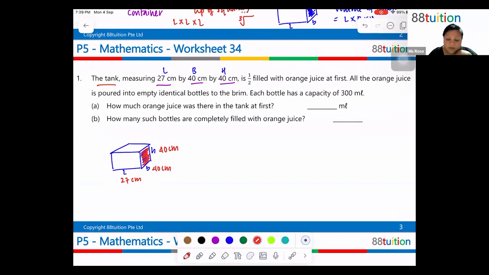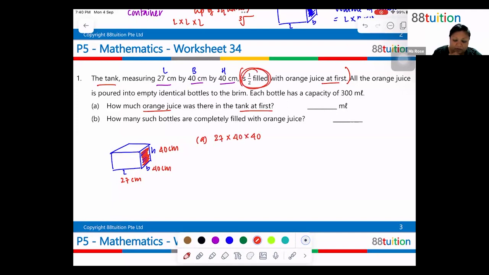Okay, now, so it says here the tank is half filled with orange juice at first. So now, if I were to find out how much orange juice there is in the tank at first, I would take the volume, the length, times breadth, times height. But because it is half filled, if I multiply 27 by 40 by 40, what I'm finding is actually the capacity or the total amount of orange juice the tank can hold.